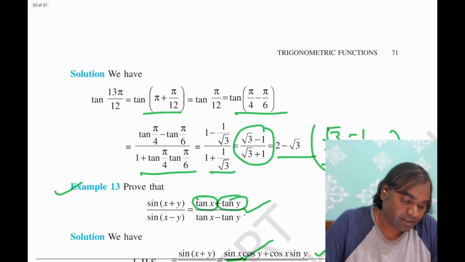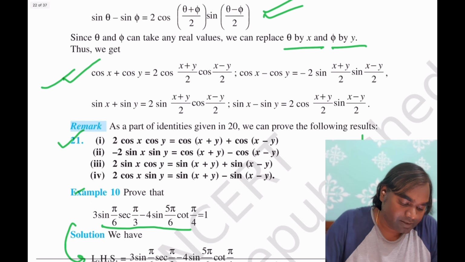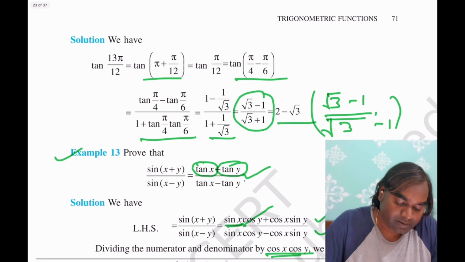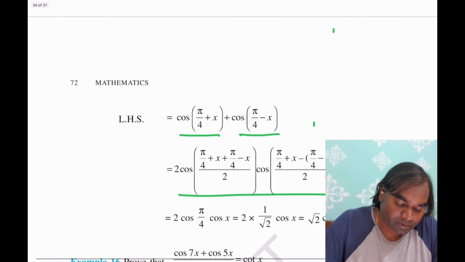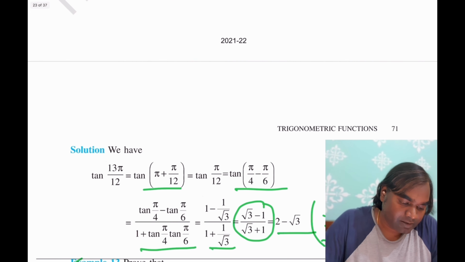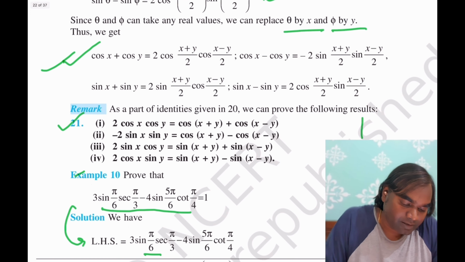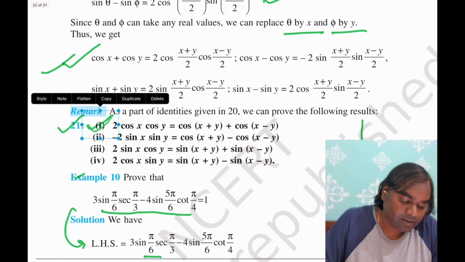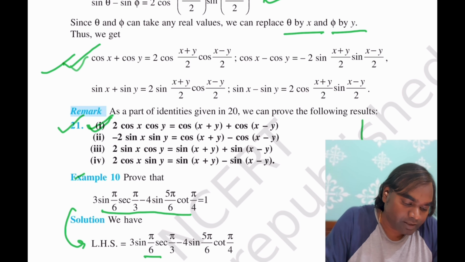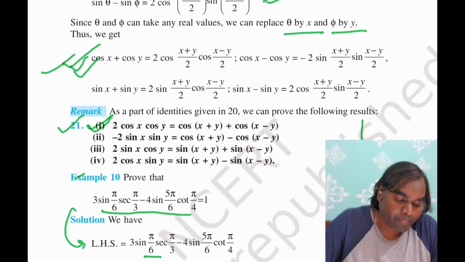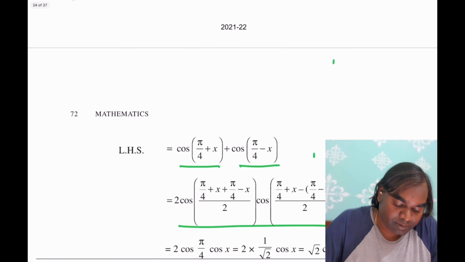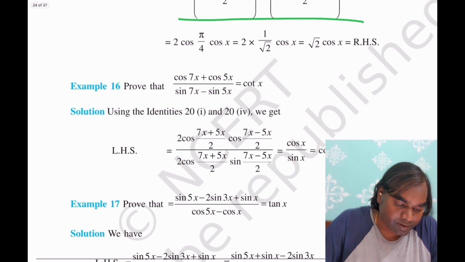This relation, see, cos x plus cos y, or you can see the same thing. Okay, so remember all these identities. It will be very useful for solving the problems.